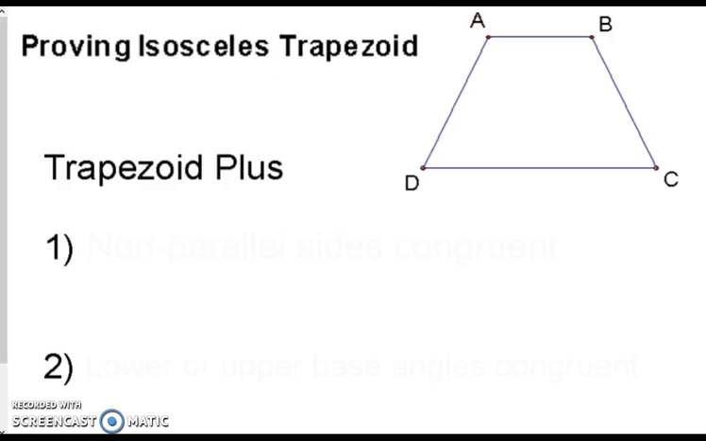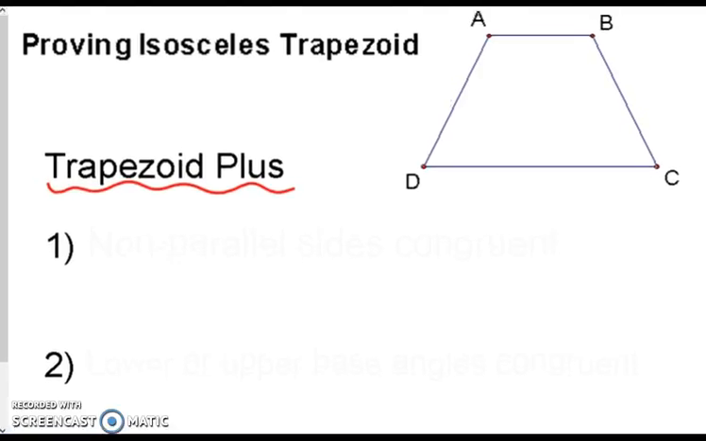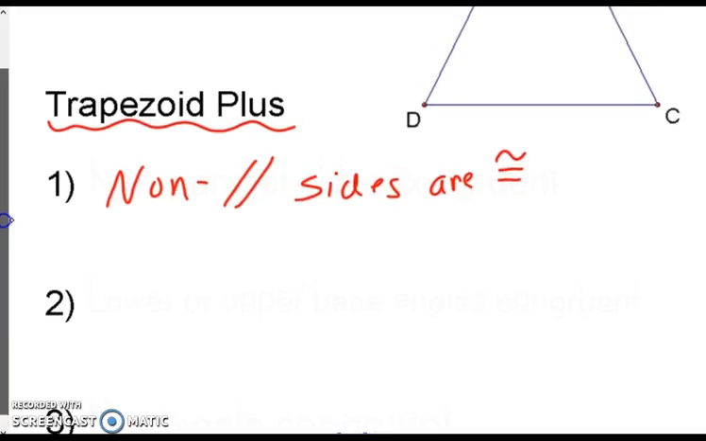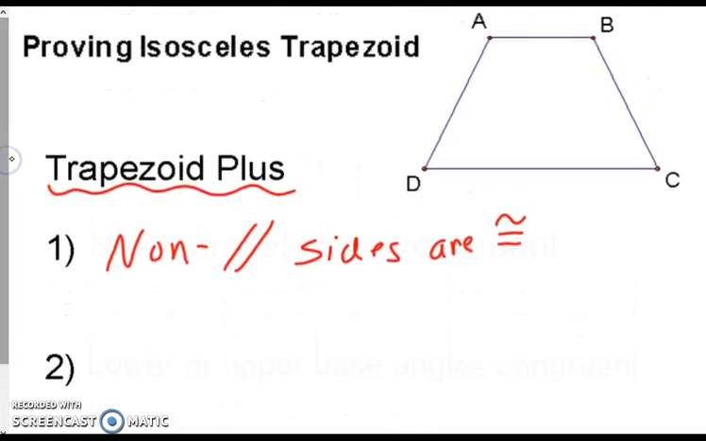If you want to get more specific and prove a quadrilateral is an isosceles trapezoid, you need to have proven that it's a trapezoid, and then you need to add on any of these things. So if you had it's a trapezoid and the non-parallel sides are congruent, that is enough to show that it is an isosceles trapezoid. If you show that the parallel sides are congruent, that does not show you that it's an isosceles trapezoid. So be careful about that.